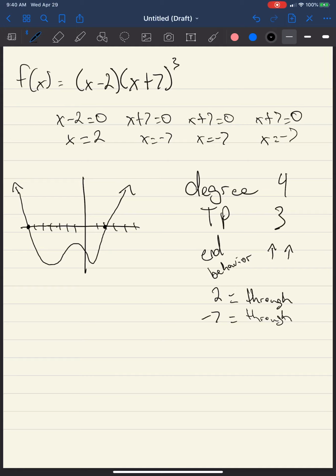So again, it's a sketch. It's not perfect. It doesn't have to be. But there's a couple key points that we want to make sure we have. We have our end behaviors, the up and the up. We have our solutions, our x-intercepts, negative 7 and 2. And then we have our 3 turning points. We have 1, 2, 3.